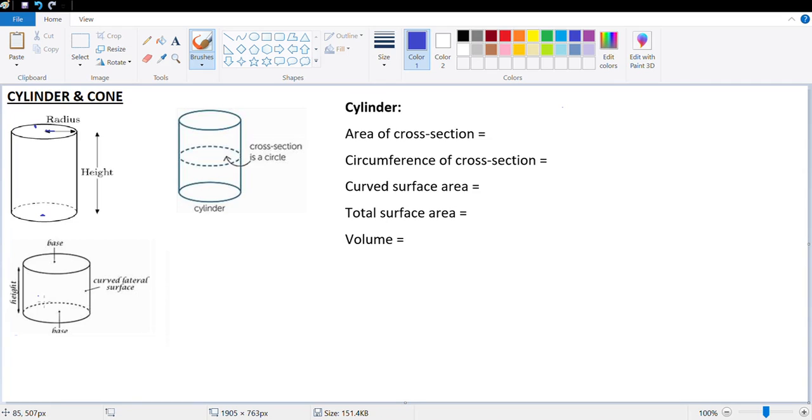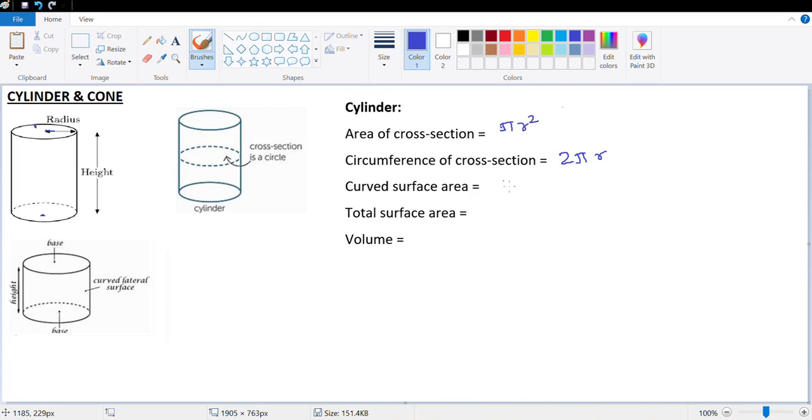area of the cylinder. Now what all elements we have, the cross section is basically a circle, which means area of the cross section is pi r square, which is the area of a circle. The circumference of the cross section is nothing but 2 pi r. The curved surface area, if you open this up, will convert itself into a rectangle.